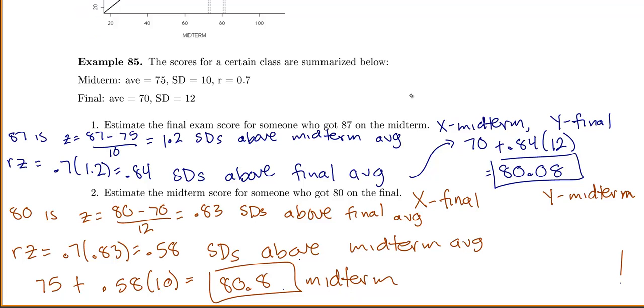So that's interesting. When we used our midterm as our x and y as the final, we had 87 on the midterm and about 80 on the final. But when we switched our x and y variables and predicted, we had 80 for the final and about 81 for the midterm. So it did change. So again, if you use different regression lines, you're going to get different answers.